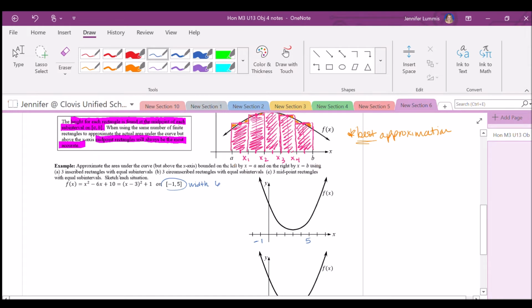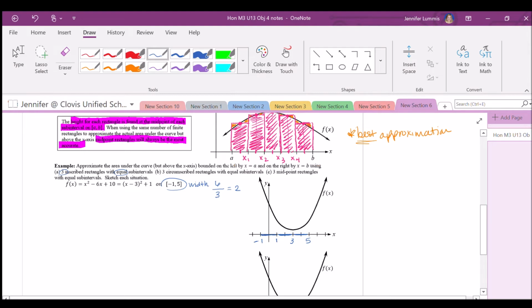And then we're supposed to split them equally. 3 rectangles equally spaced. So I take my total width and divide it by the number of rectangles, and it tells me the width of each rectangle will be 2 units. So the first rectangle is -1 to 1, then 1 to 3, and then 3 to 5. So they're each 2 units wide.